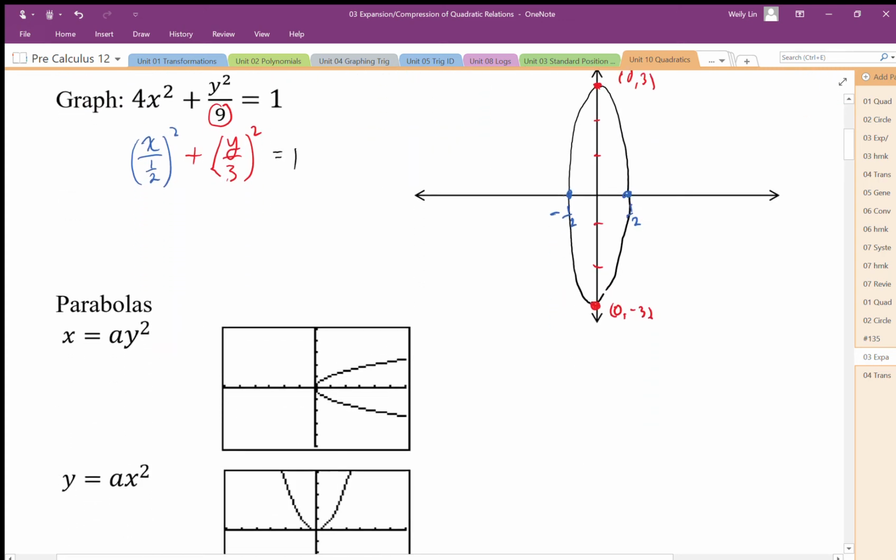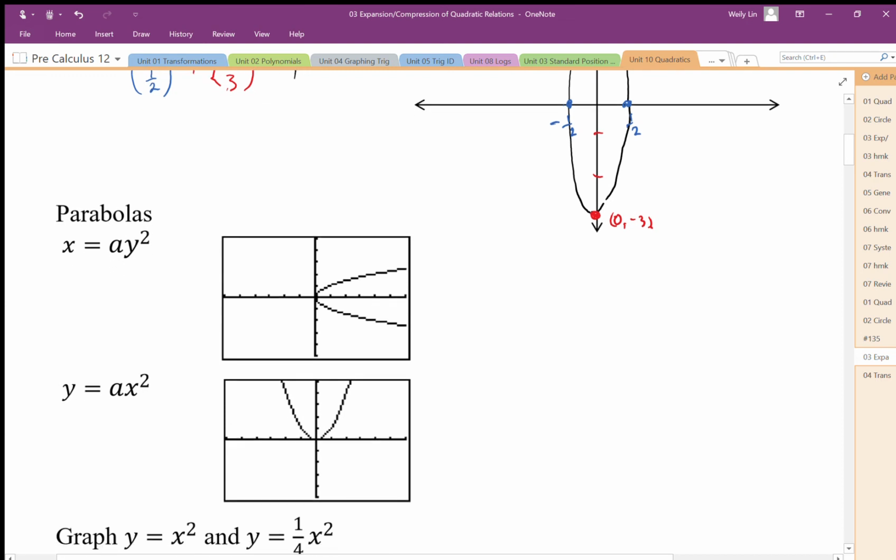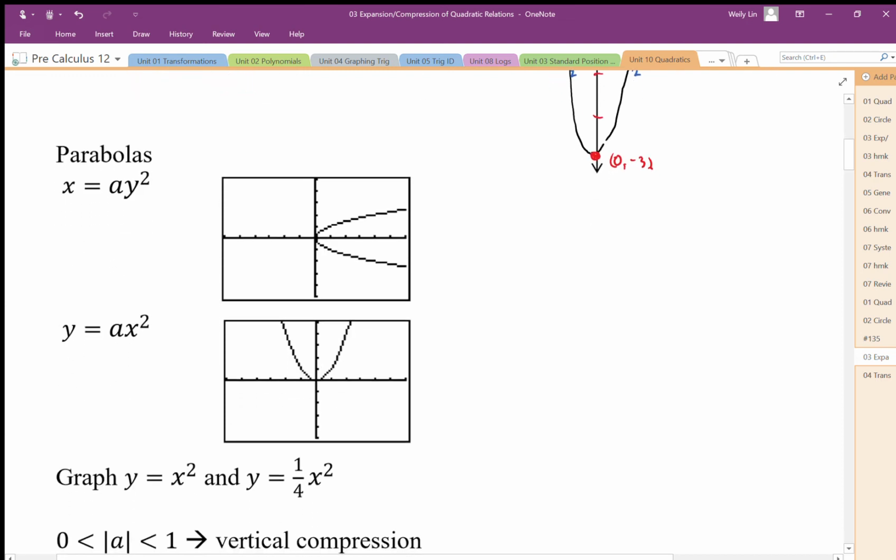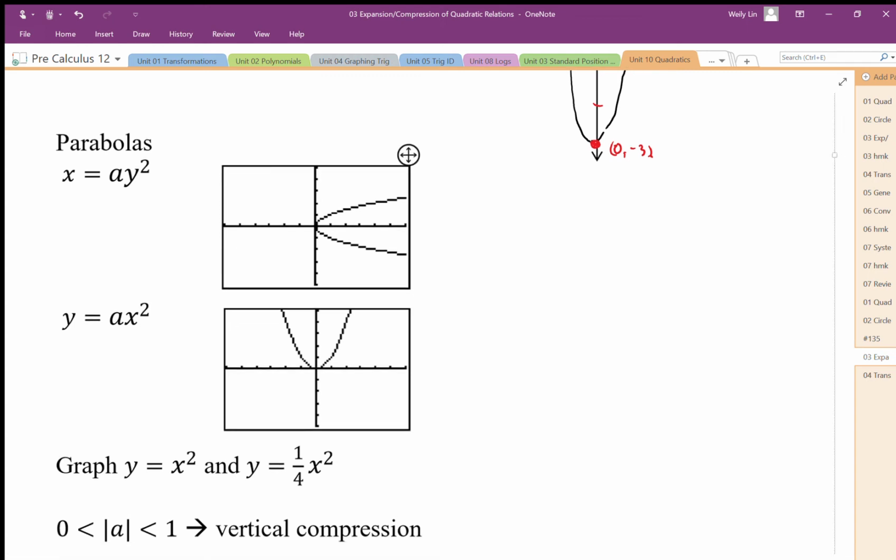Okay, so that was a little bit tricky. We'll get back to one of those again. Let's do the easier ones with the parabolas. We already know what parabolas look like. Okay, we already know that this A value is going to expand and compress along the y-axis.